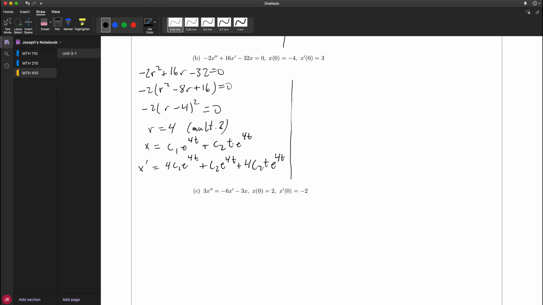Okay. And negative 4 is what I get when I plug in 0 into x, so that's just c1, that's easy. And 3 is what I get when I plug in 0 for t here. And so I get 4 times negative 4 plus c2. And then the t here makes that go away. And so I get c2 equals 19. Okay. And so what that tells me then is that x equals minus 4 e to the 4t plus 19 t e to the 4t.